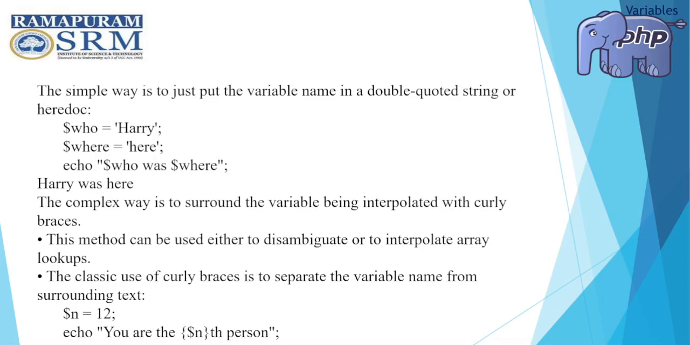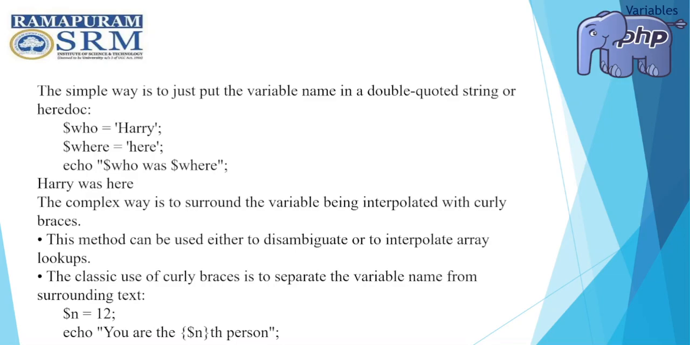Next, $were equal to here. The value here is assigned to the variable $were. The next statement is to print the value: echo within the double quotes, "$who was $were". $who and $were both are variables. They contain string values. So what will it do? It will replace $who with Harry and $were with here. The output will be Harry was here.